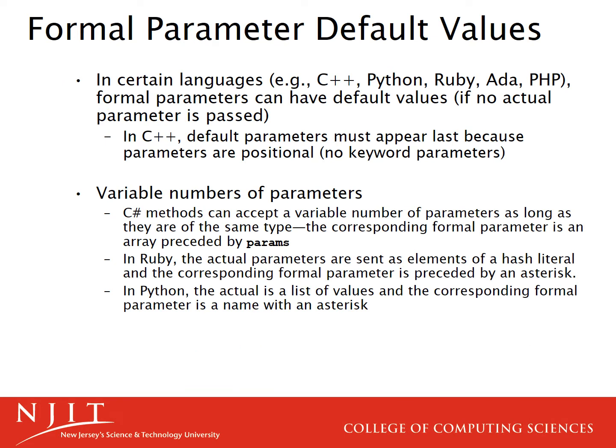As we've discussed before, some languages provide default values. Default values are just values that are provided for parameters when an actual value is not passed to the function. And they have to be positional. They have to be at the end rather than at the beginning.